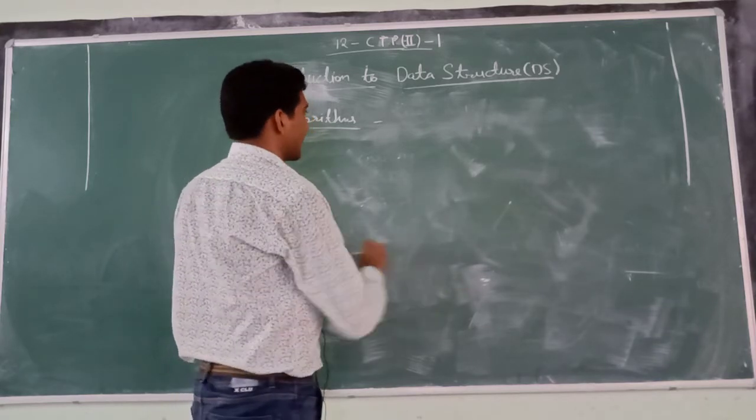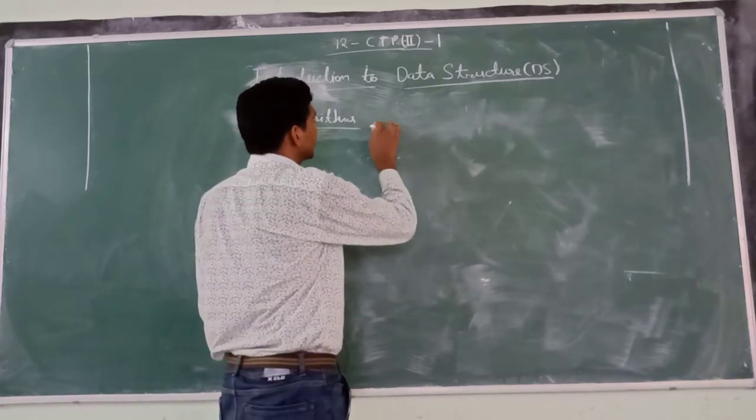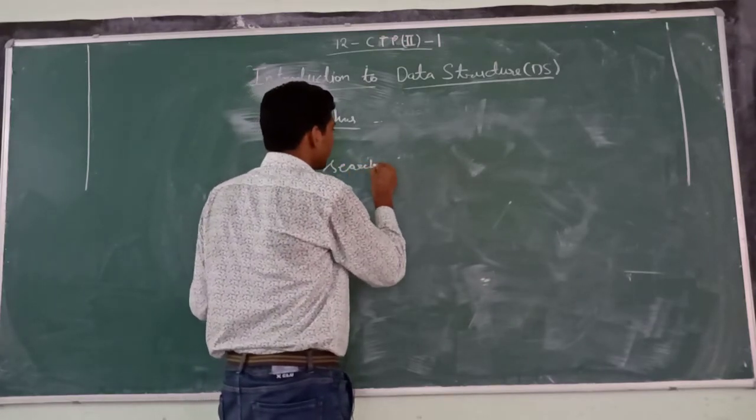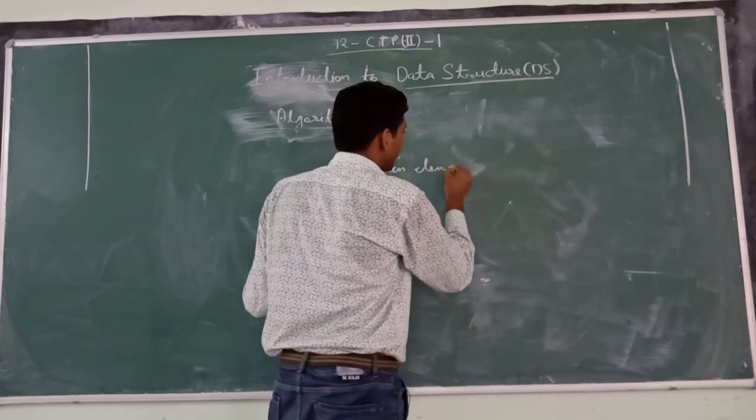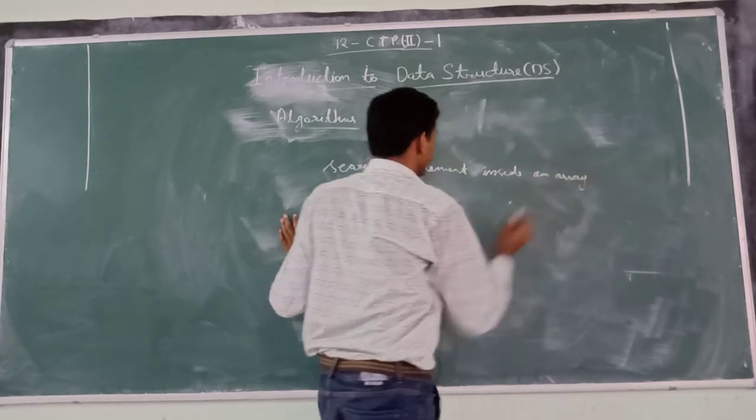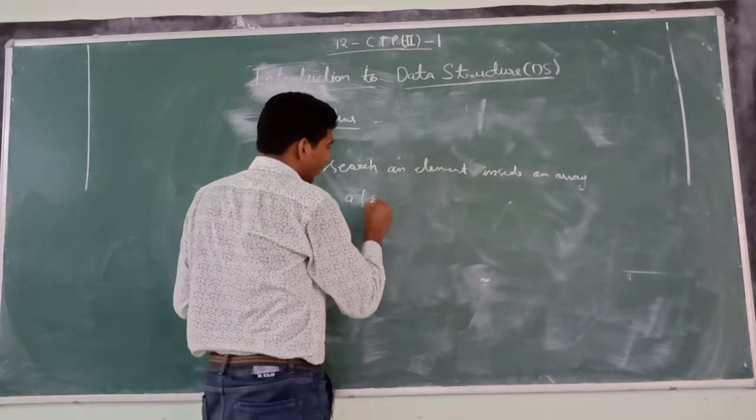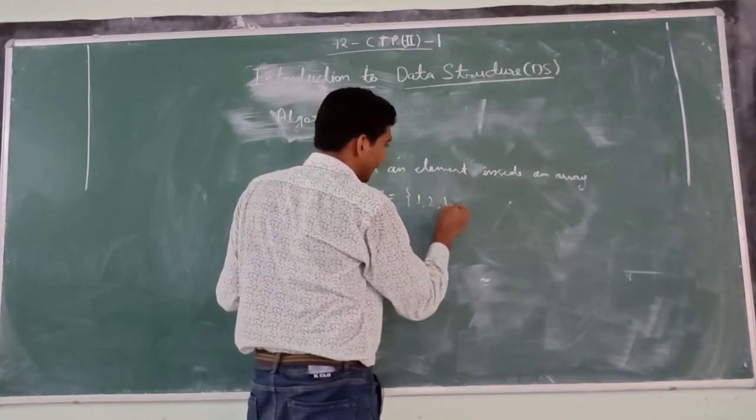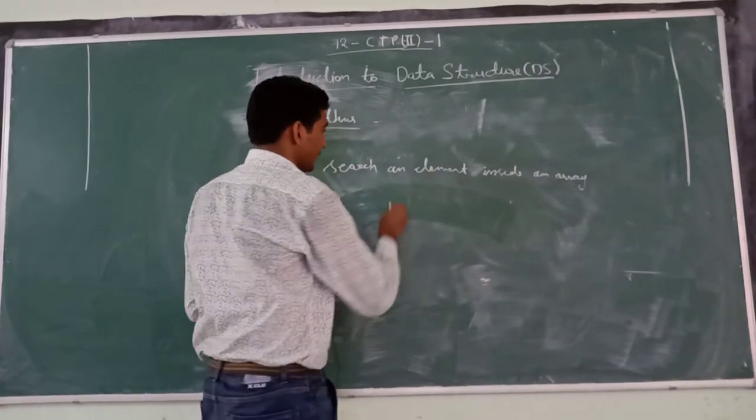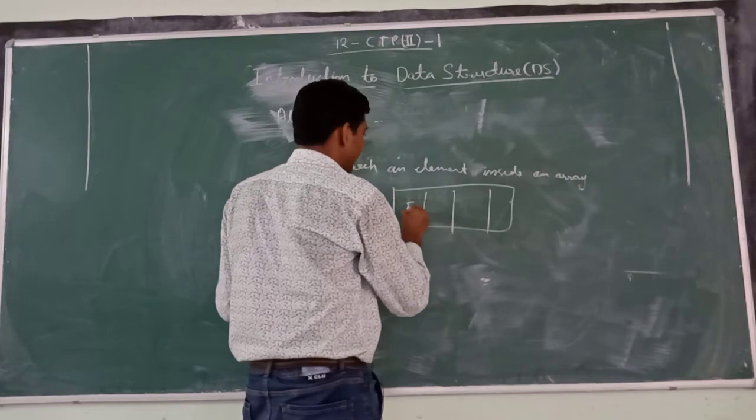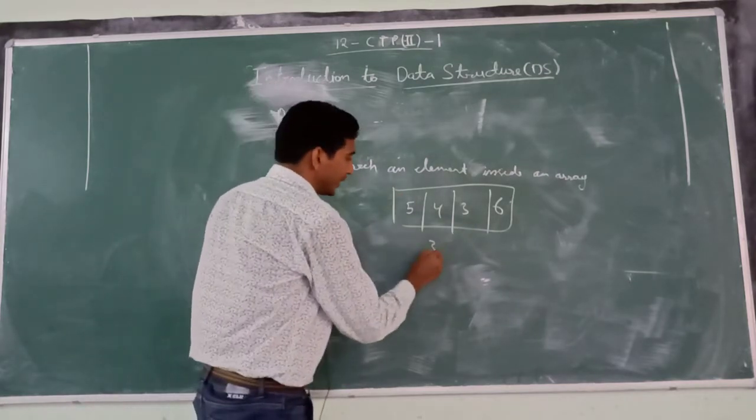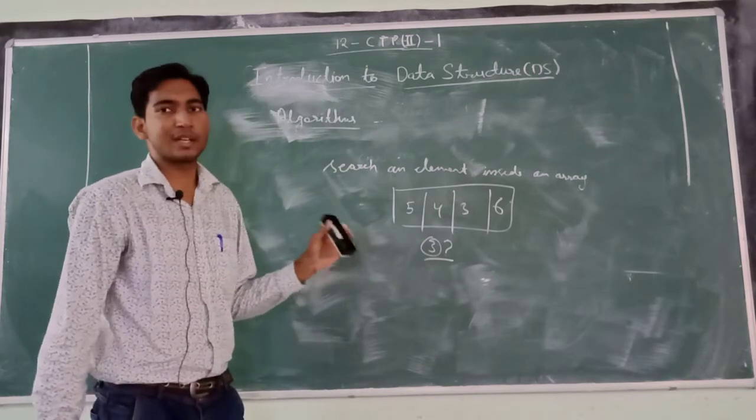Suppose, for example, I have to search for an element inside an array. Suppose this is our array, and you will see later how an array is defined and declared. Let's not go into the syntax. Suppose elements are stored in it, and we have to find whether 3 is present in the array or not. So this is basically a search operation.